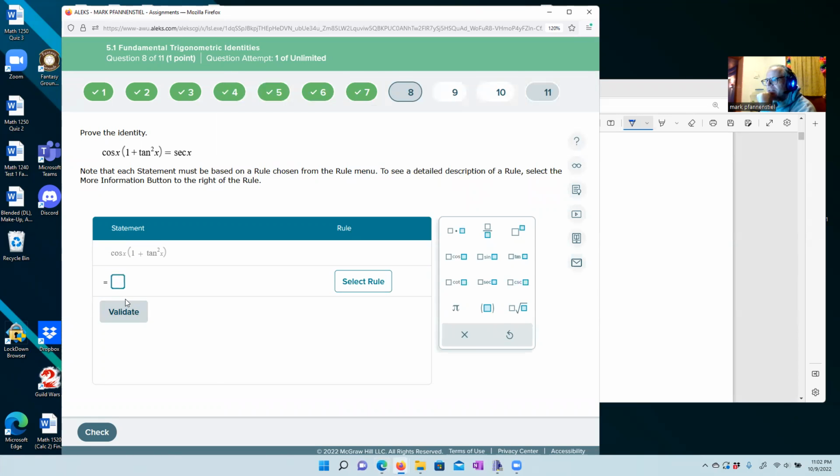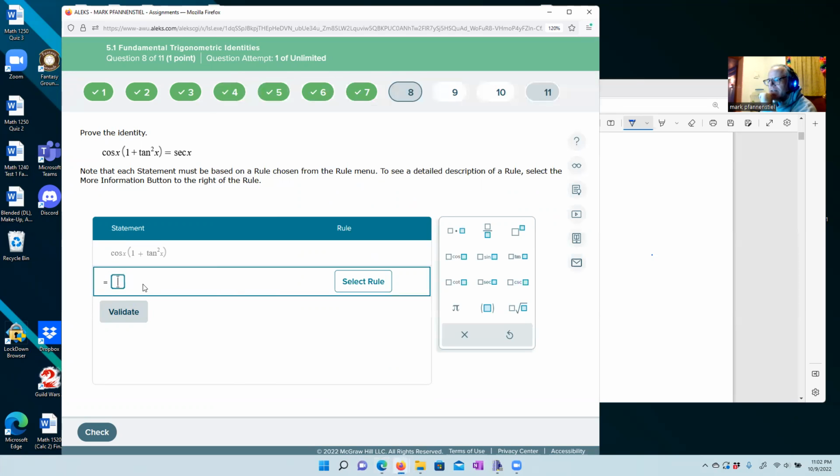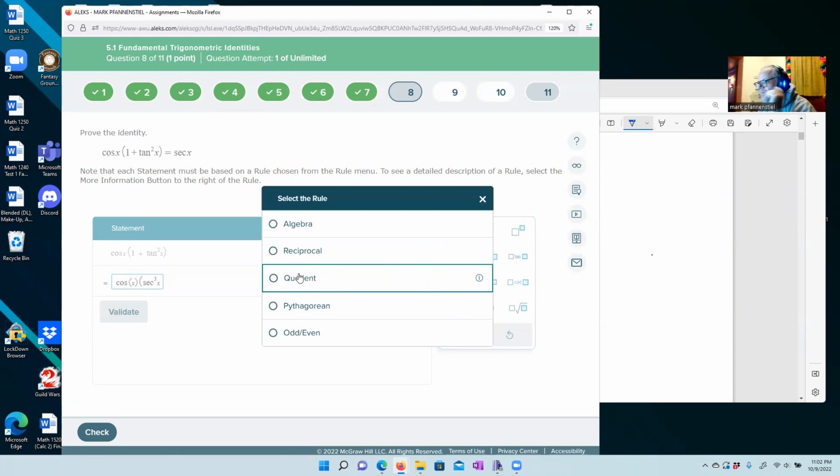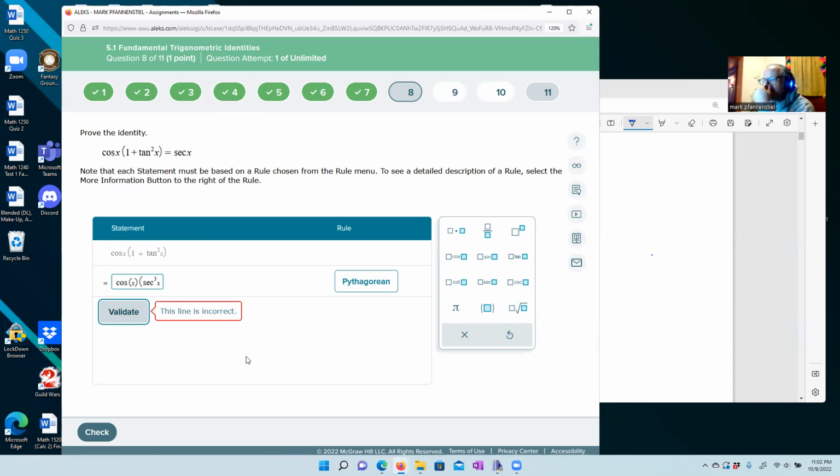Okay, so we're going to go ahead and say, let's write down this. So we have this is going to be cosine x times secant squared x. And the rule I'm going to pick is I want a Pythagorean. Okay, this is the Pythagorean rule. Okay, so we'll say validate. This line is incorrect. Oh, because I accidentally typed in a 3. I meant to type in a 2. Validate.